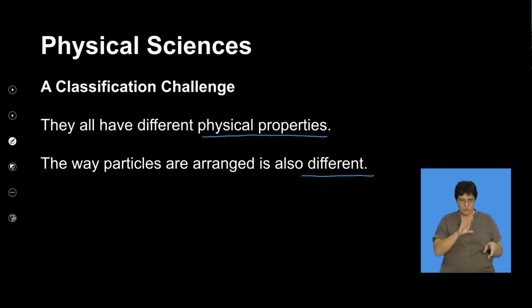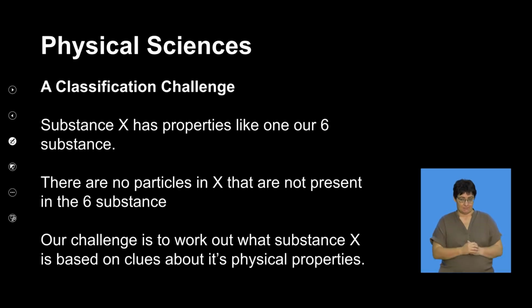Right. Okay, so what do we have? We've got substance X. Substance X is unknown. Let this unknown substance be X. I think we're familiar with that approach. It says substance X has properties like one of our 6 substances. So it means, in other words, X is one of the 6 that is given. It says there are no particles in X that are not present in the 6 substances.